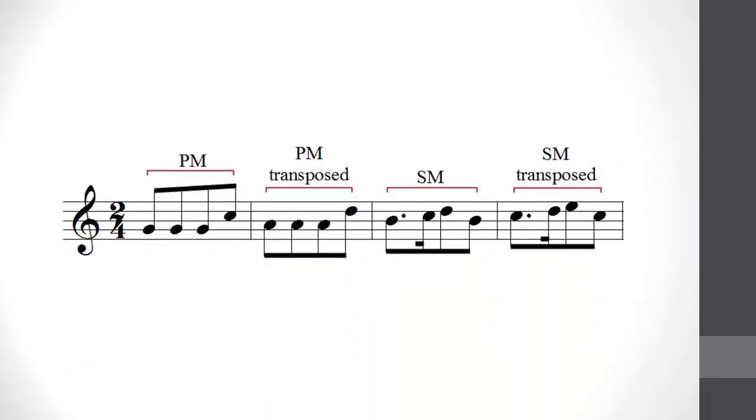Notice also how the melodic and rhythmic motifs coincide with one another. The primary melodic motif coincides with the primary rhythmic motif of 4 eighth notes. The secondary melodic motif coincides with the secondary rhythmic motif of dotted eighth, 16th, eighth, eighth.